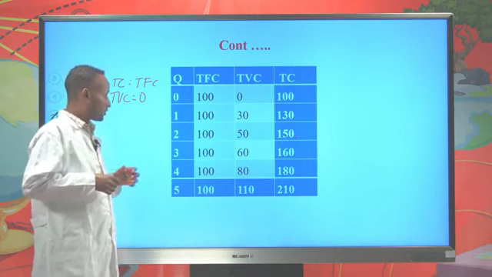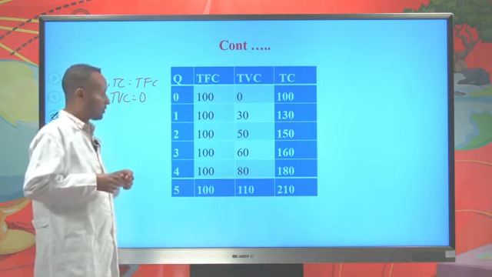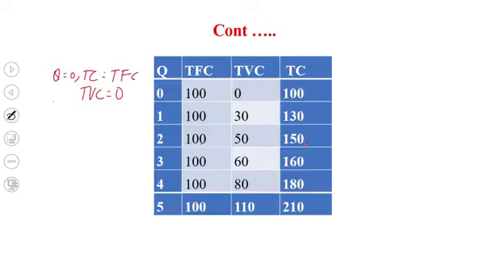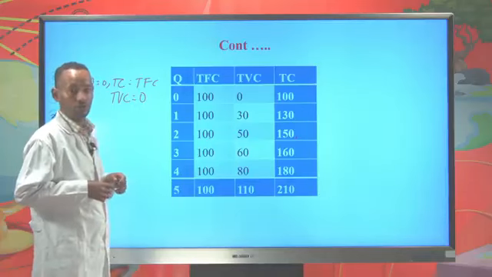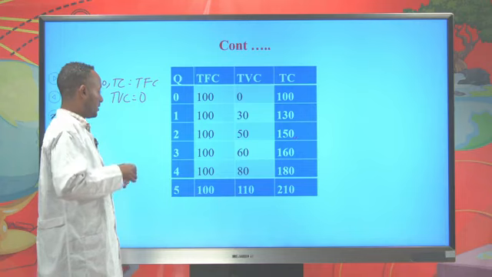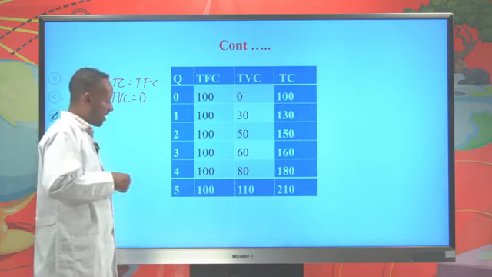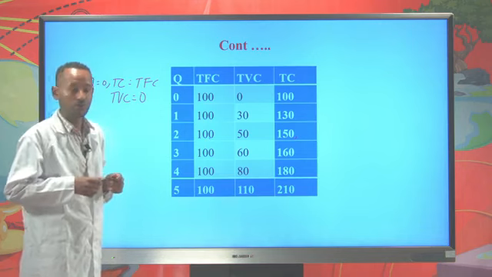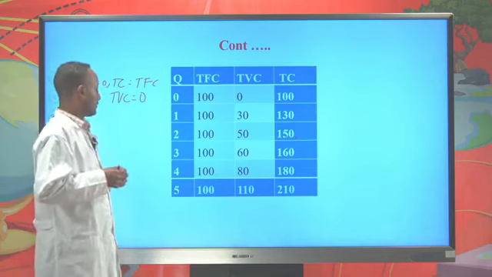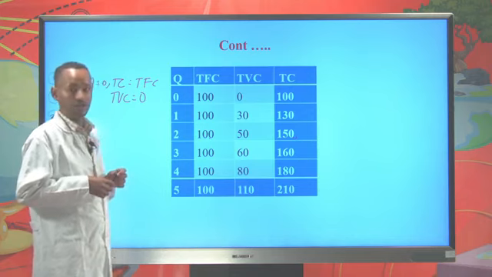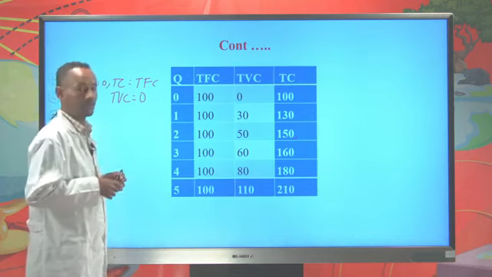If the total fixed cost of 4 units of a commodity is 100 birr and the total variable cost of production of 4 units is 80 birr, then the total cost of producing the commodity is 180 birr. Finally, if the total fixed cost of producing 5 units of a commodity is 100 birr and the total variable cost of producing 5 units is 110 birr, then the total cost of production is 210 birr.